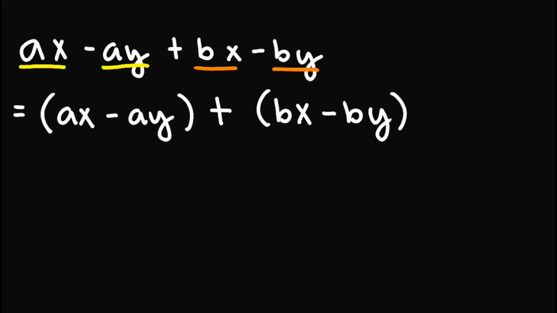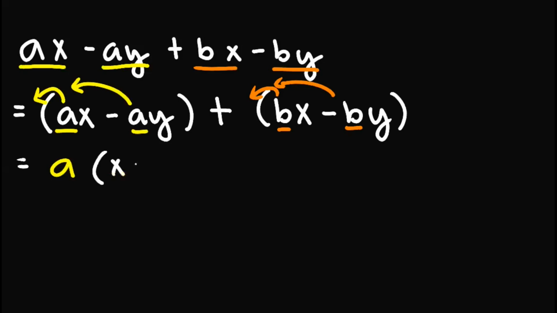Since we know that these two have a common factor, we can factor this one out. This one as well. So we will obtain a times x minus y plus b times x minus y.